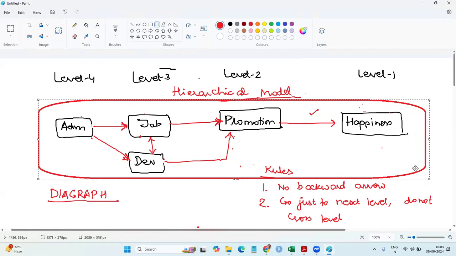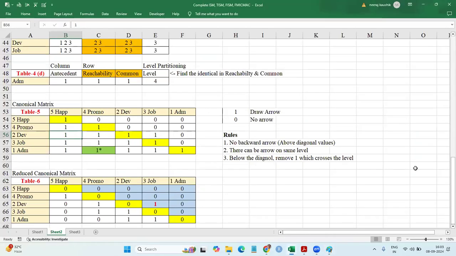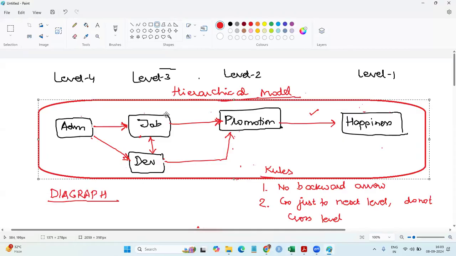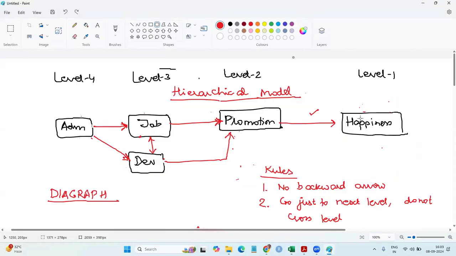Kangan says we have drawn the arrow from level 4 to 1. Okay, let's check. From 4 to 1, Kangan, I couldn't see any arrow. From admission to happiness, initially I made it, but it's from 1. Okay, level 1 means it's dependent. Happiness is the ultimate dependent variable. So if you call this happiness, this is your ultimate DV. It is influenced by all and not influencing anyone. And this is your ultimate IDV. This is not influenced by anyone and actually it is influencing all.